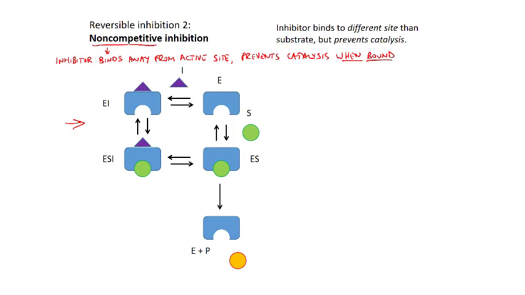So if you want to have a cartoon representation, here it is. You've got your enzyme. It can bind to the substrate, or it can bind to the inhibitor. And when it's bound to the inhibitor, it can still bind substrate, but it can't react. It can only react if the inhibitor is not bound. So the inhibitor prevents catalysis when bound, but does not affect substrate binding.